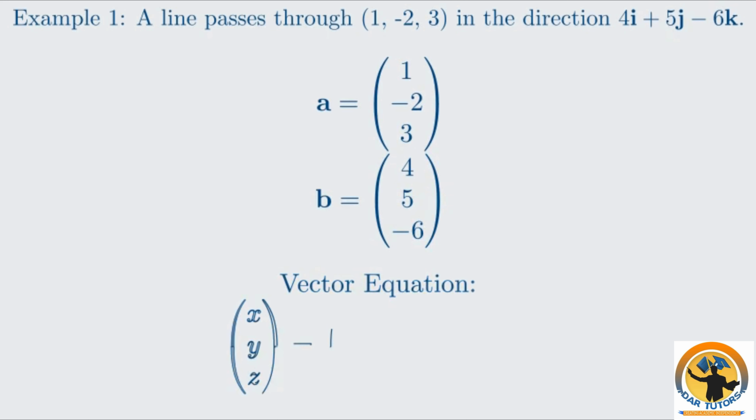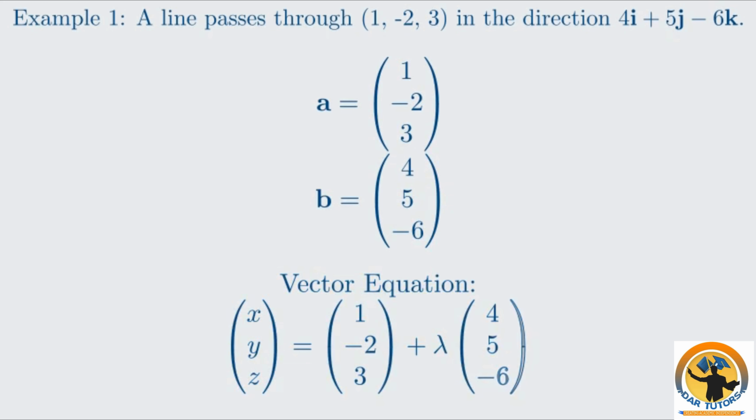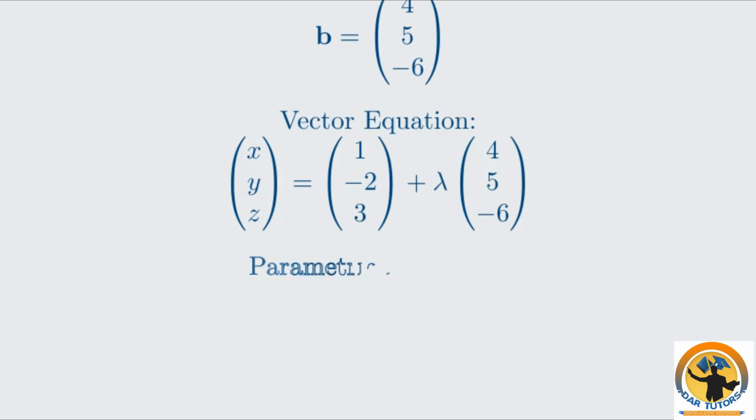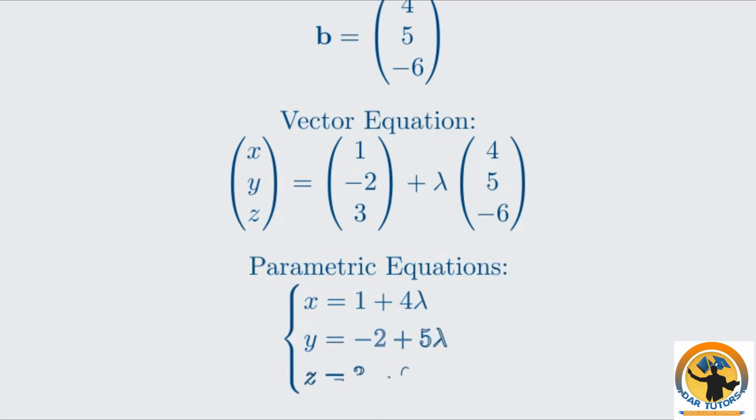The vector (x, y, z) equals the vector (1, -2, 3) plus lambda times the vector (4, 5, -6). Next, let's find the parametric equations. We equate the components. This gives us x equals 1 plus 4 lambda, y equals -2 plus 5 lambda, and z equals 3 minus 6 lambda. These are the parametric equations.